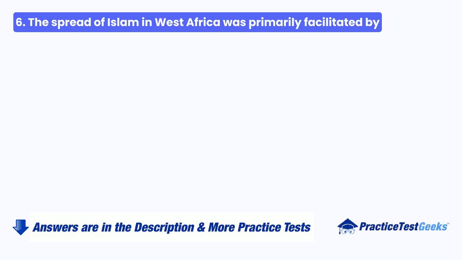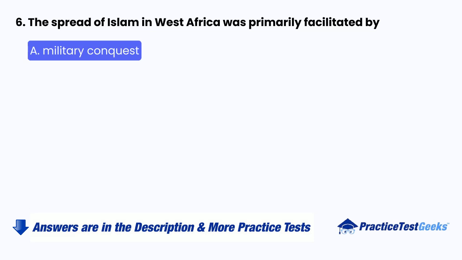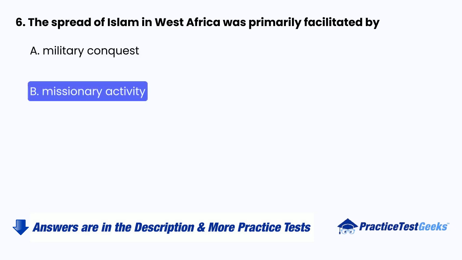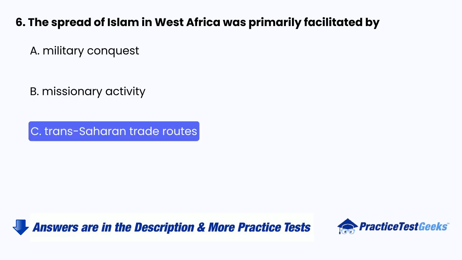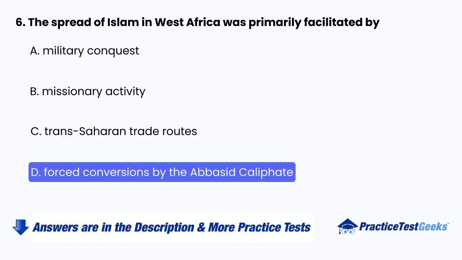6. The spread of Islam in West Africa was primarily facilitated by: A. Military conquest. B. Missionary activity. C. Trans-Saharan trade routes. D. Forced conversions by the Abbasid Caliphate.